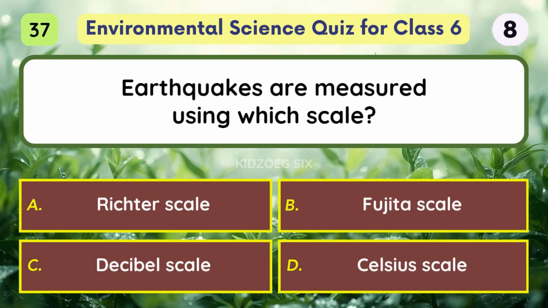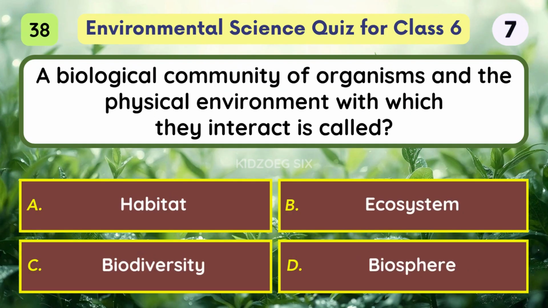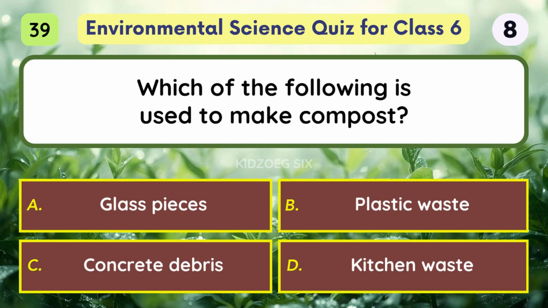Earthquakes are measured using which scale? Richter scale. A biological community of organisms and the physical environment with which they interact is called. Ecosystem. Which of the following is used to make compost? Kitchen waste.